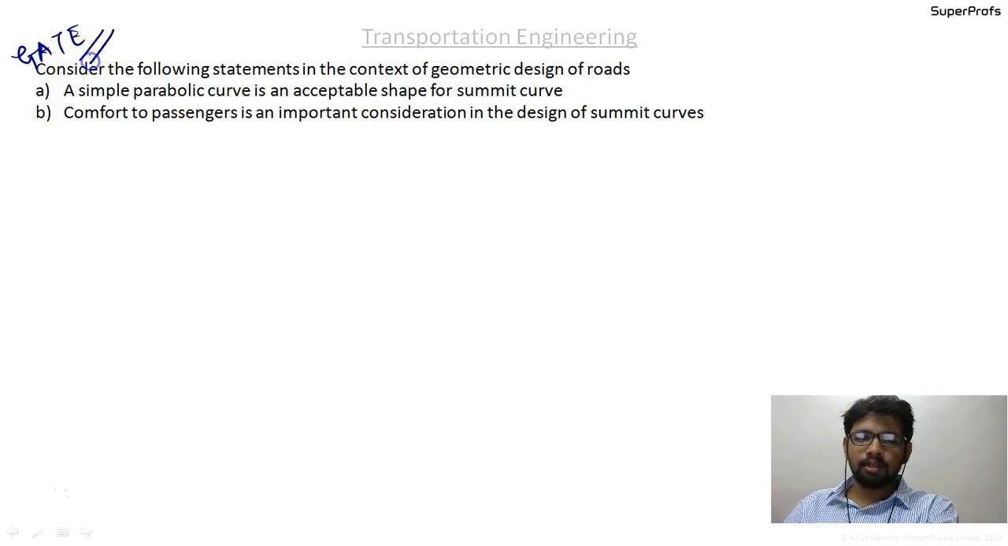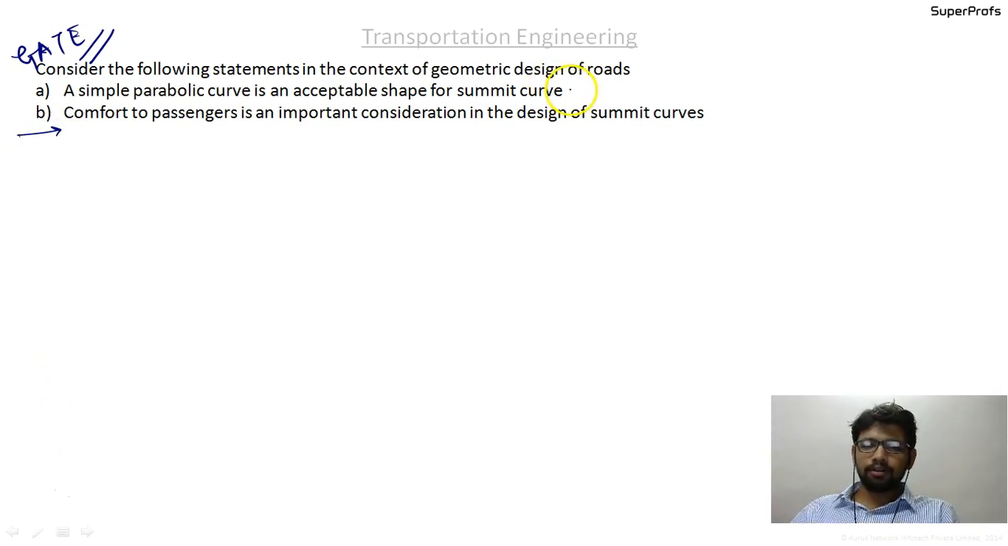Previous GATE question. Consider the following statements in the context of geometric design of roads. The first statement is a simple parabolic curve is an acceptable shape for a summit curve. The second statement is comfort to passengers is an important consideration in the design of summit curves. Which one of the two is correct? True or false, which one of them is correct?